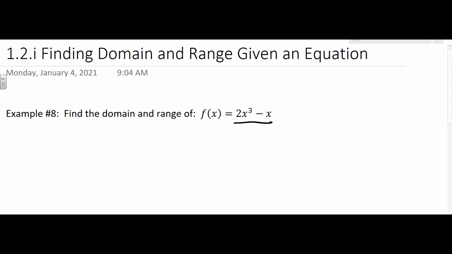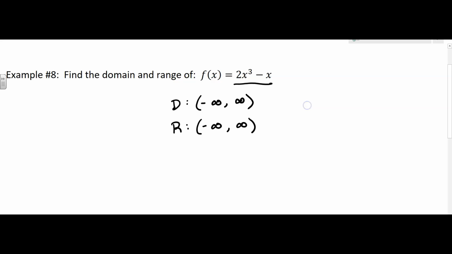We don't have any restrictions on the domain. We're not going to be dividing by 0 for whatever value x is, and we're not going to be taking the square root of a negative number. So the domain is going to be all real numbers. And the range is also going to be all real numbers. Now, if you wanted to know what the graph looked like, you could make a table of values and get some points and see what it looked like.